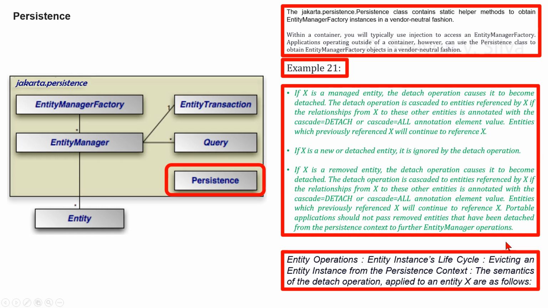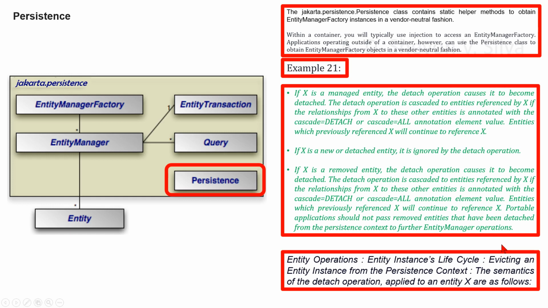Applications must use the flush method prior to the detach method to ensure portable semantics if changes have been made to the entity, including removal of the entity. Because the persistence provider may write to the database at times other than the explicit invocation of the flush method, portable applications must not assume that changes have been written to the database if the flush method has not been called prior to detach.